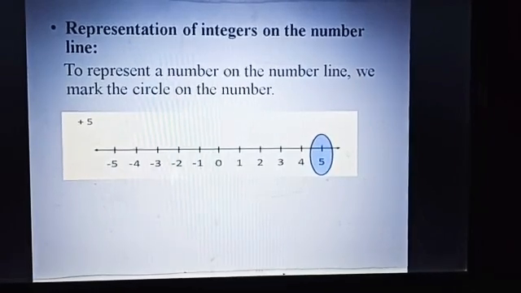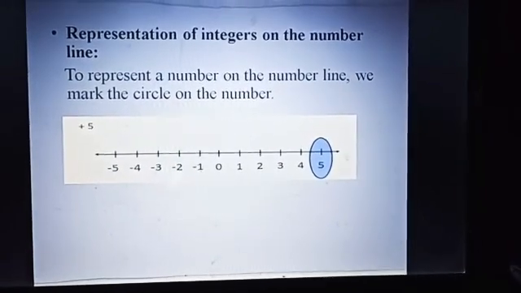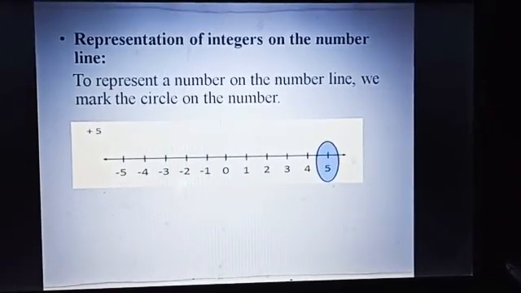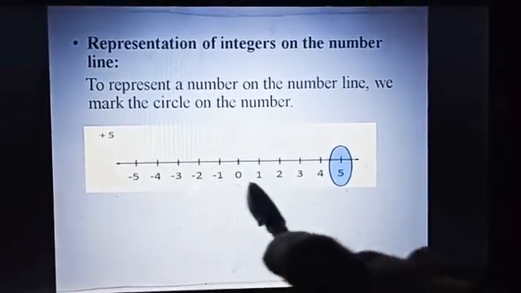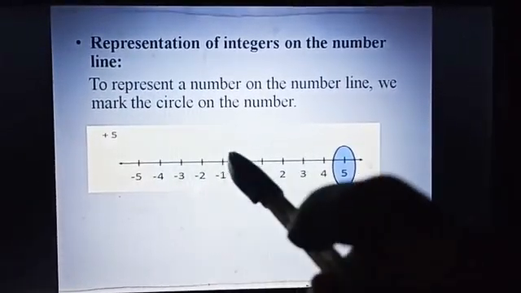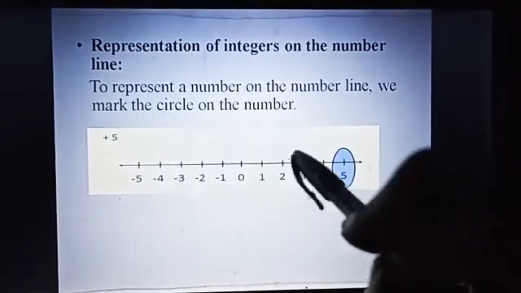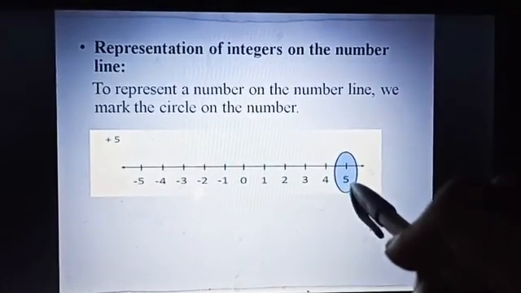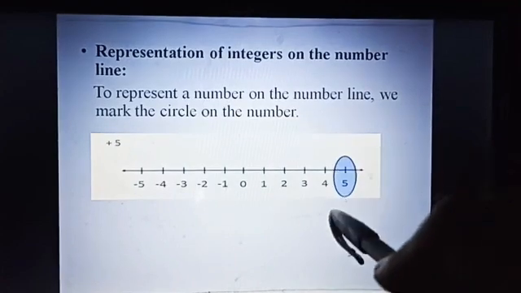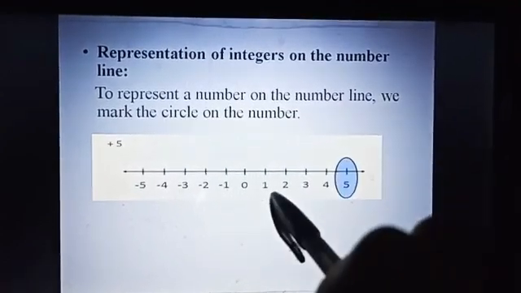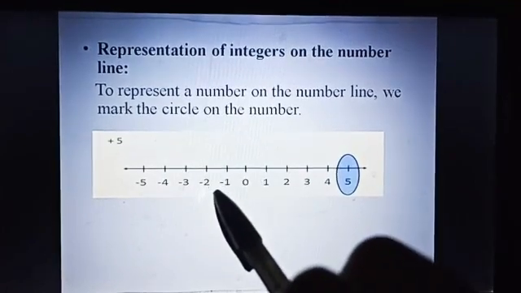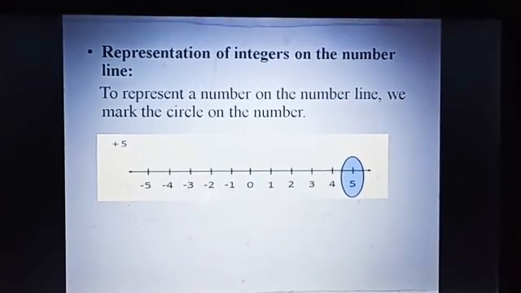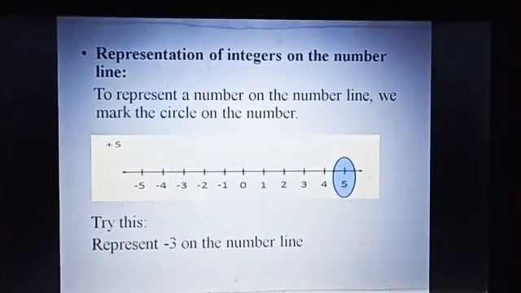Now next is representation of integers on the number line. To represent a number on the number line, we mark a circle on the number. Like in here, if we want to represent +5 on the number line, we need to construct the number line first, and with equal distance we have to mark each number on the number line. So we first have to locate the +5 on the number line, and then we have to encircle the number. Similarly, if you want to locate a negative number on the number line, you can easily locate the number and then encircle it. I want you all to represent -3 on the number line.